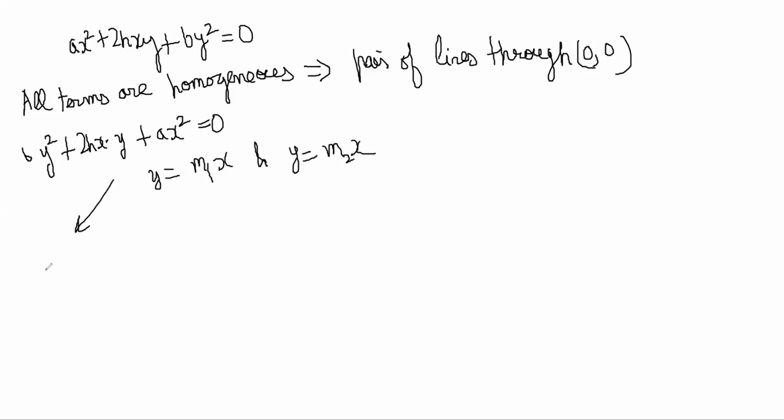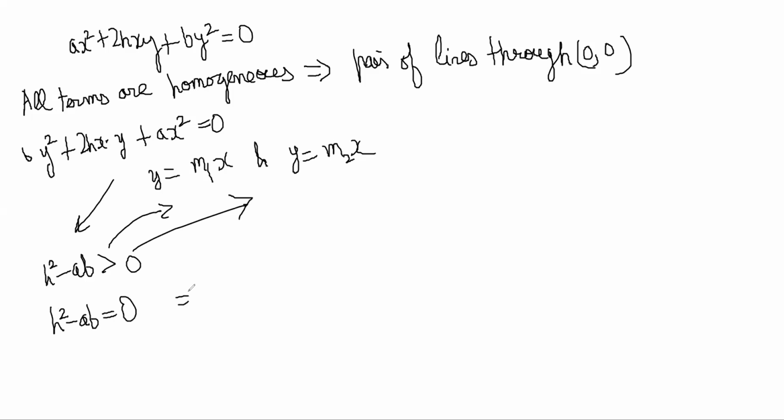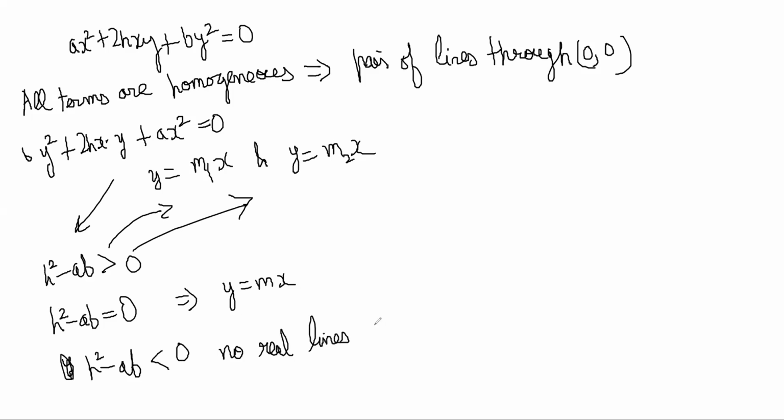Depending on two conditions, h square minus ab is greater than 0, you'll get this, right? If h square minus ab is equal to 0, you'll get only 1, y is equal to mx. And if h square minus ab is less than 0, then no real lines, but just a point. 0, 0 lies on the locus. Imaginary lines, but the point of intersection 0, 0 is real, right? Correct. This is what is there till 109. Then 110 and 111 we will do.